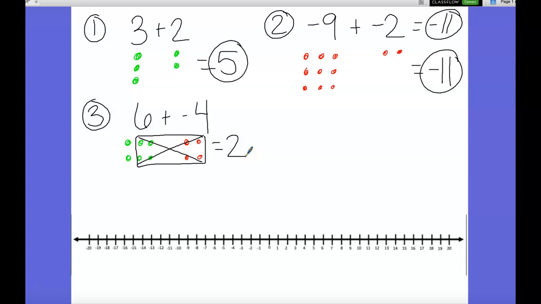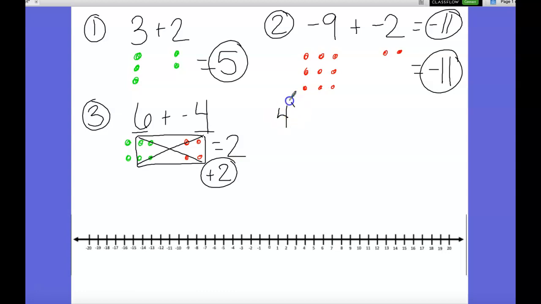Another way to think about it is if I have 6 positives and I have 4 negatives, do you have more positives or negatives? Well, I have more positives, so I know my answer is going to be positive. And then how many more positives do you have? Well, I have 2 more positives than negatives, therefore my answer is +2.